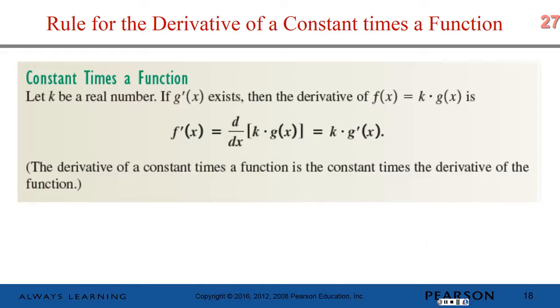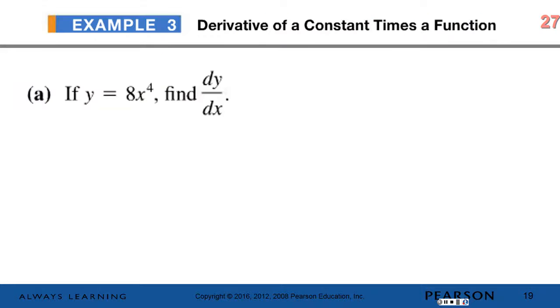Derivative of a constant times a function. Basically what all that says is what it says in English down here at the bottom. The derivative of a constant times a function is the constant times the derivative of the function. Just hold the constant out front and let it ride along. That's really what that means.